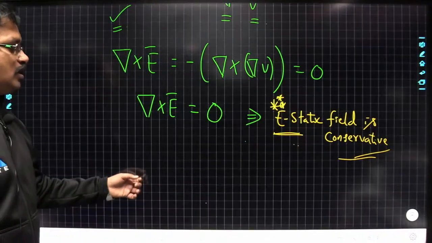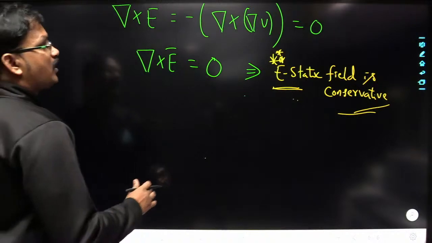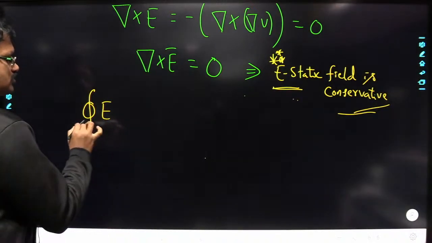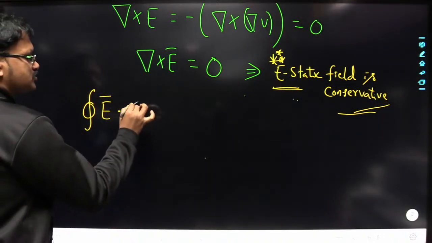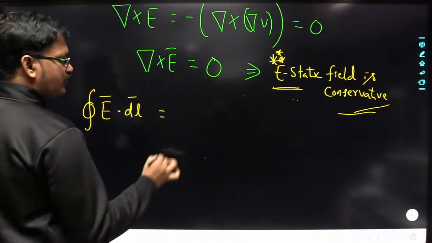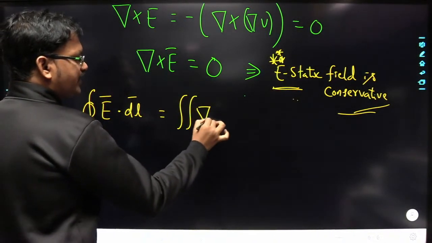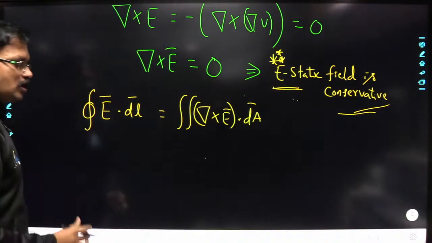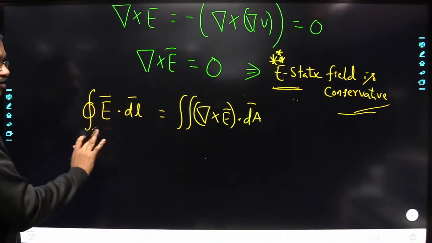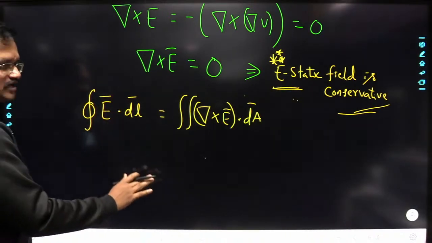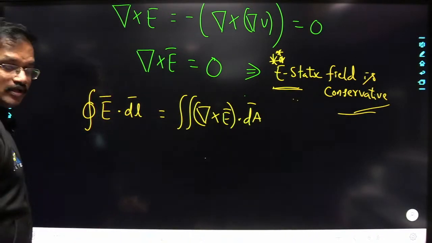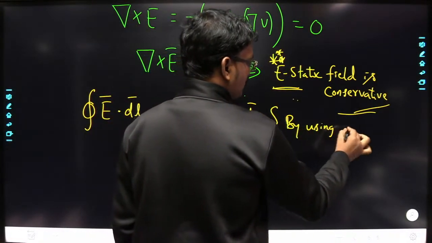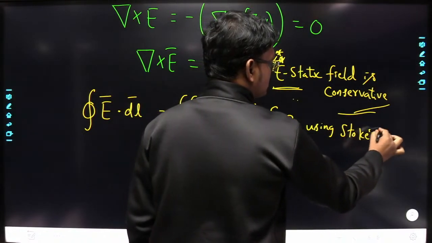Now from Stokes theorem we can write the circulation of E bar dot dl bar as the double integral of curl of E bar dot dA bar. So the circulation of electric field around any closed loop can be represented as the double integral of del cross E bar dot dA bar by using Stokes theorem.